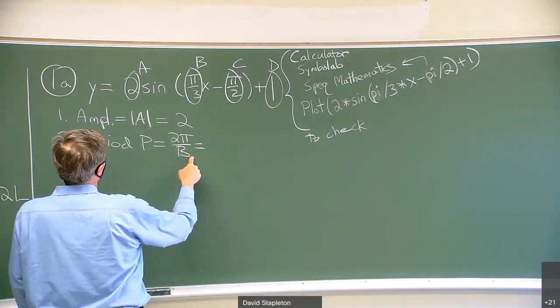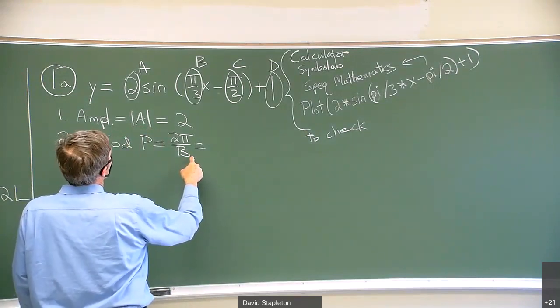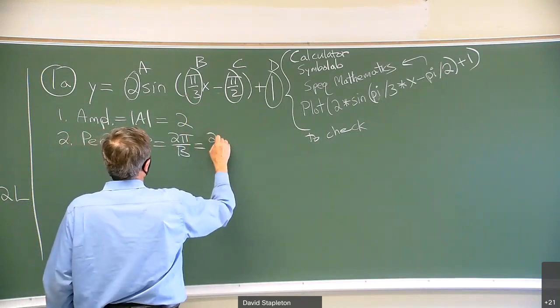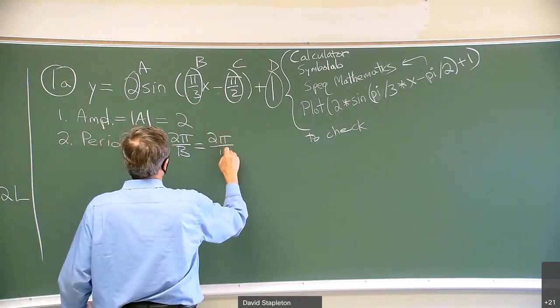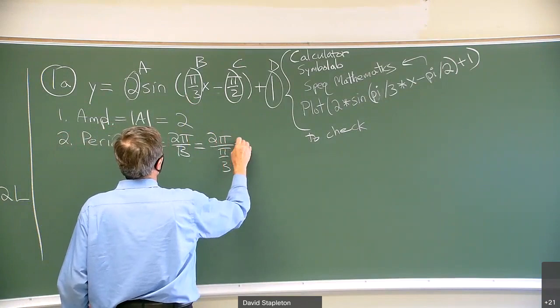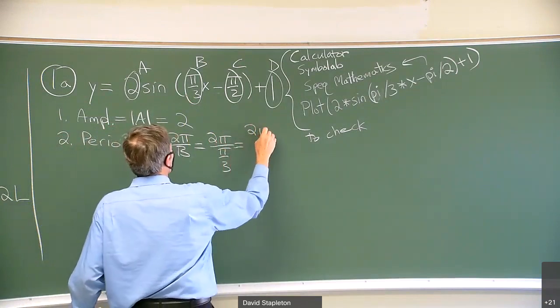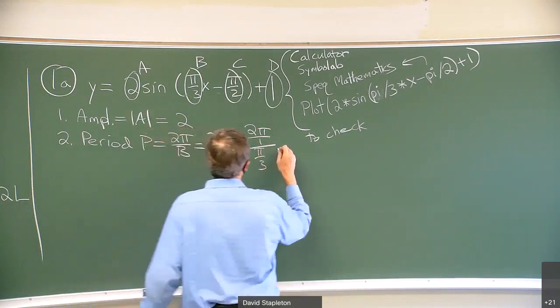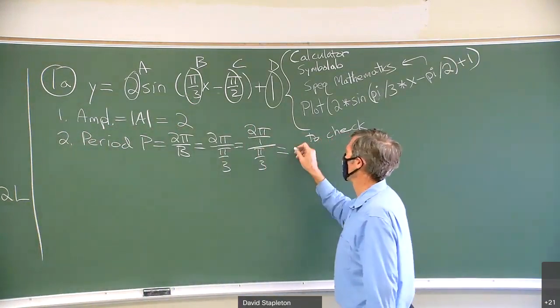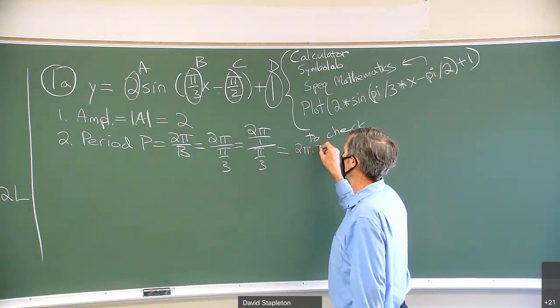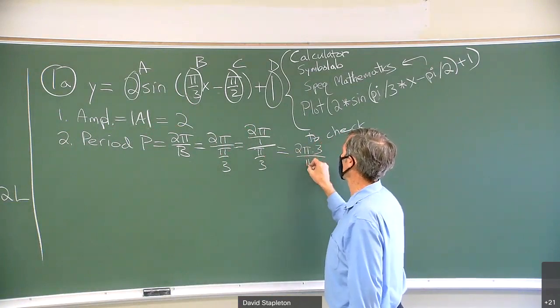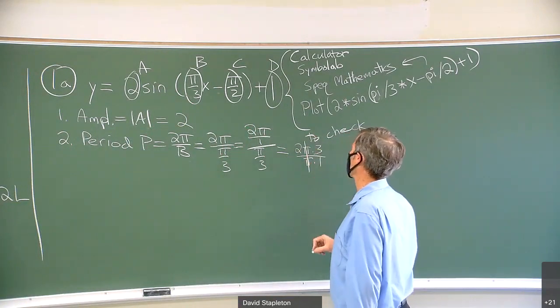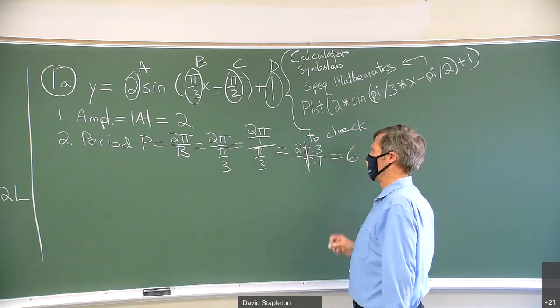2 pi over B is the period, and B is pi over 3, so it's 2 pi over pi over 3. Now you've got to be careful with your divisions. Write that as 2 pi over 1 all over pi over 3. Now it says top times bottom, 2 pi times 3, over middle times middle, pi times 1, and the pi's cancel. So the period is actually 6.